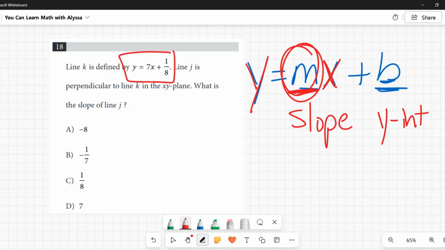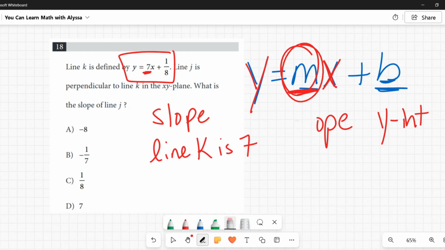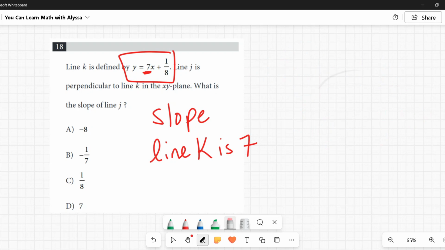So in our first equation for line K, 7 is the coefficient of x. So the slope of the first line, the slope of line K, is 7. Well, now what about perpendicular lines? Perpendicular lines have negative reciprocal slopes.